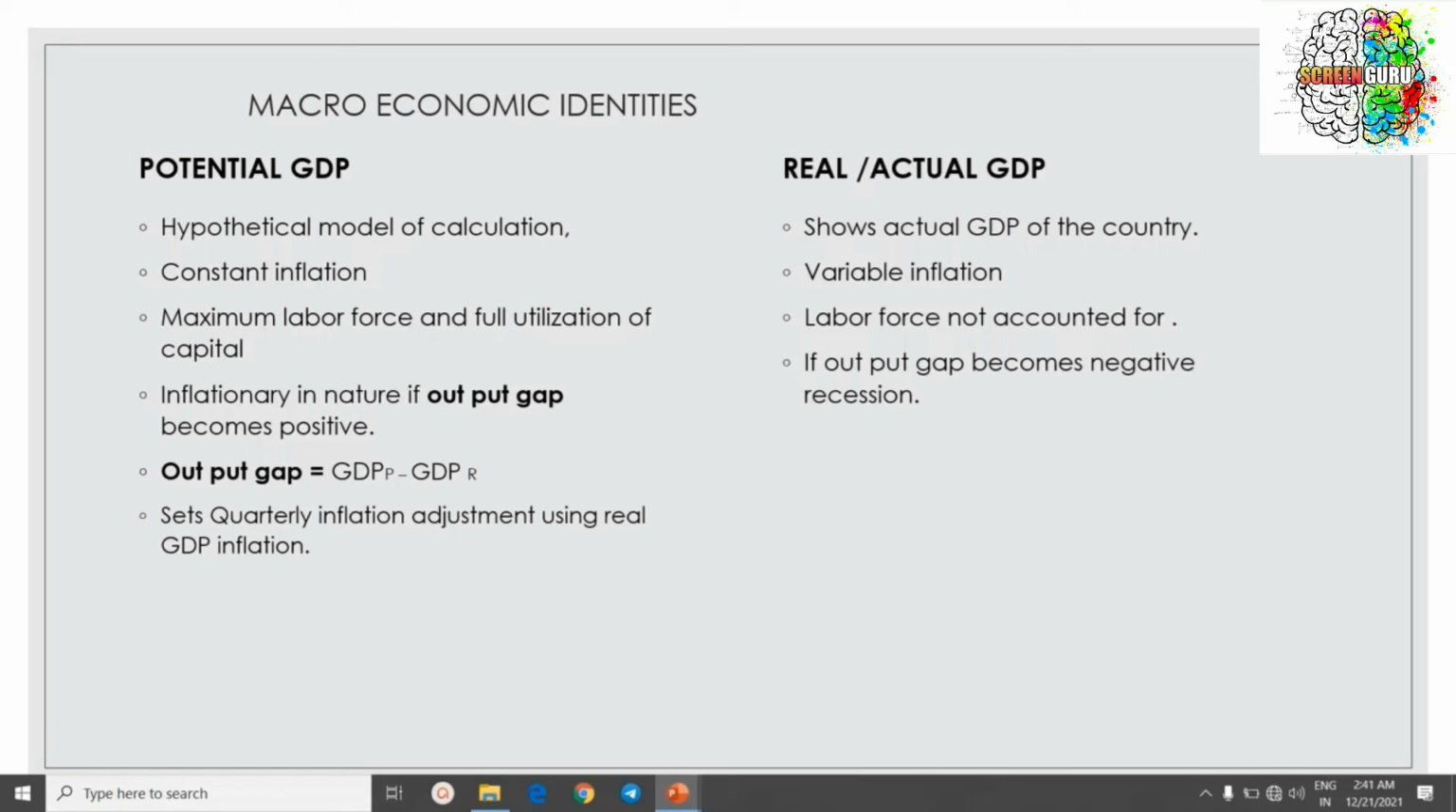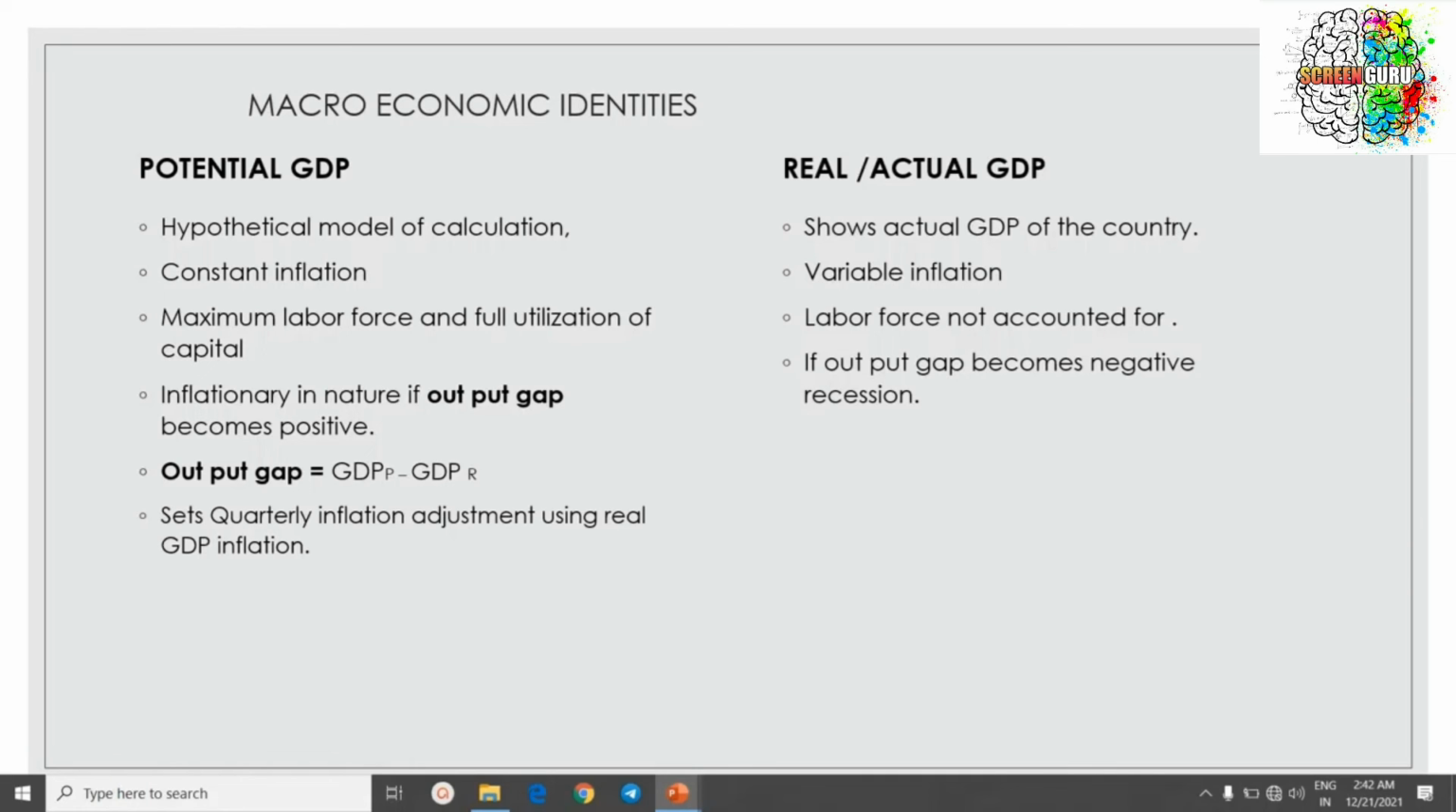So potential GDP helps us to see that, and when the output gap becomes negative, we can see the recession trend. Likewise, this pandemic recession, we can trace it beautifully when we are comparing potential GDP and actual GDP. So that is how we can make use of the output gap.